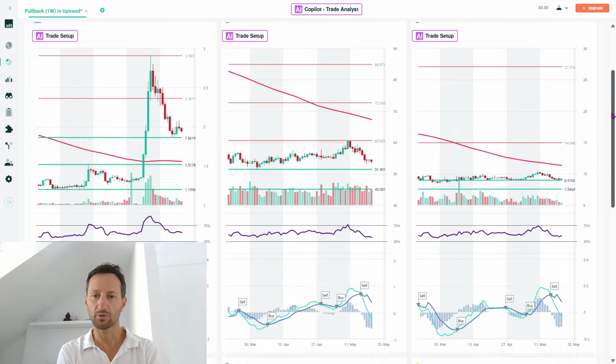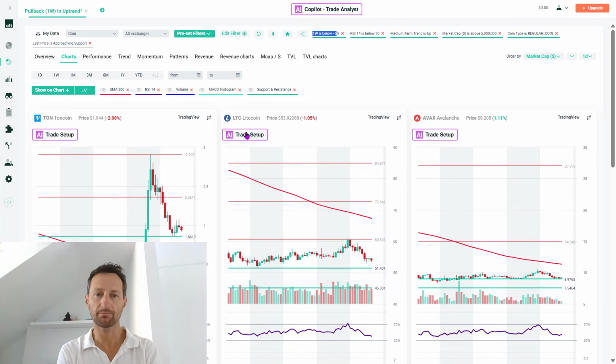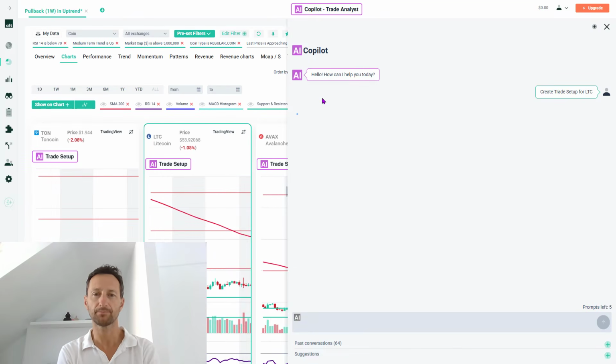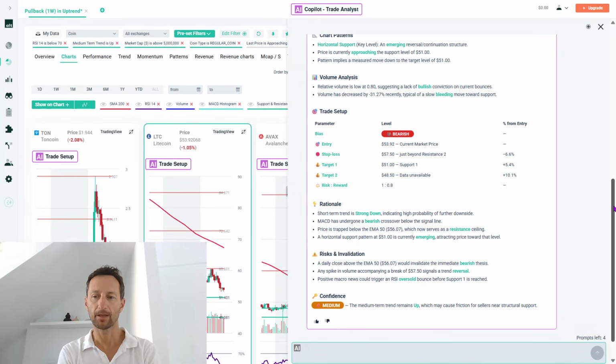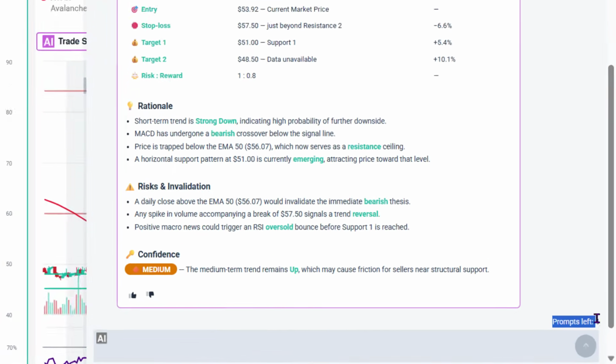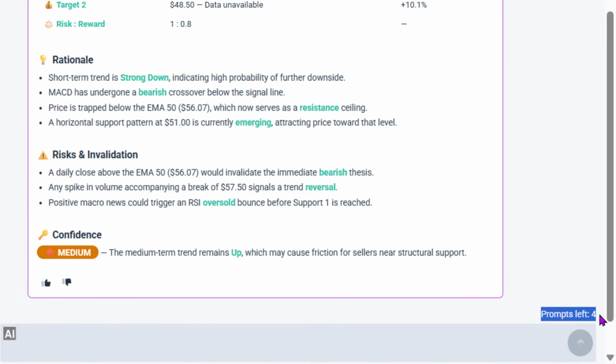So which one should we run? Let's just go ahead and go with Litecoin. Let's see what happens. Here we go. Now notice also, as you run these prompts, keep an eye on how many prompts you have left. Here in the right hand bottom corner, it says I have 4 prompts left today.